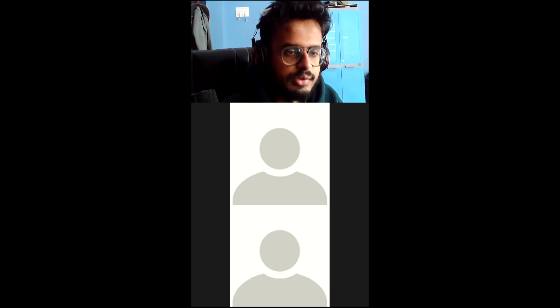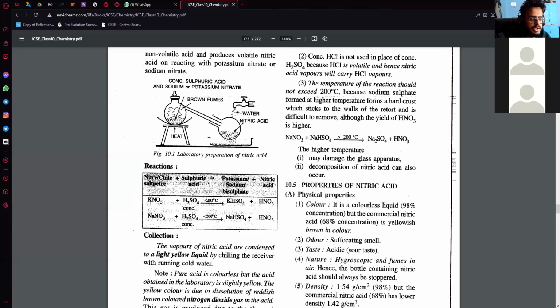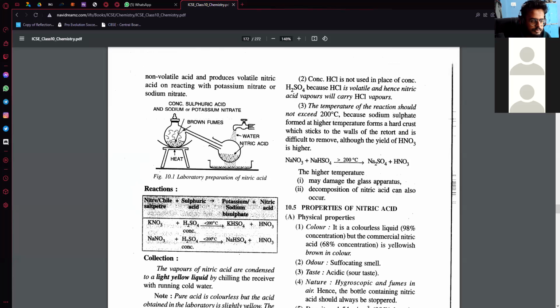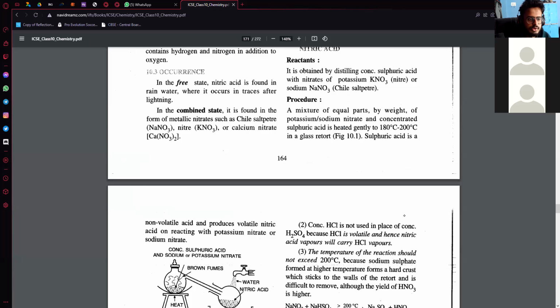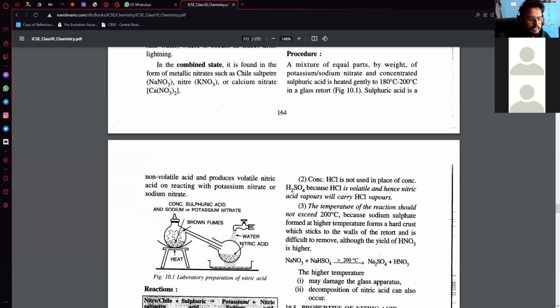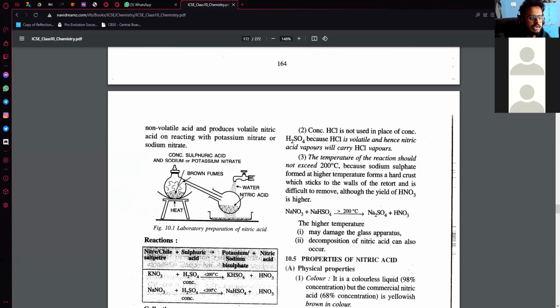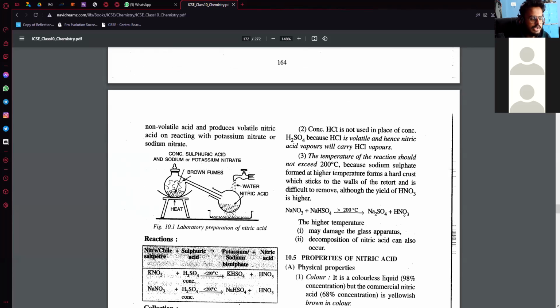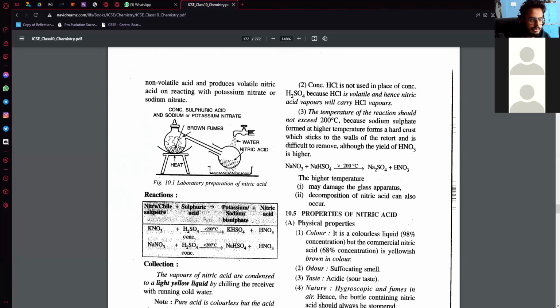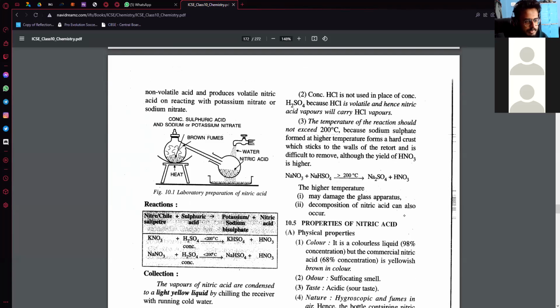So now I'll share the screen where the diagram is. So this is the laboratory preparation of nitric acid. Here, sulfuric acid is a non-volatile acid and produces volatile nitric acid on reacting with potassium nitrate or sodium nitrate. So this is a very important statement. A less volatile or non-volatile acid can form a higher volatile acid. So sulfuric acid can produce a higher volatile acid like nitric acid on reacting with potassium nitrate or sodium nitrate. So these two reactions are very important.